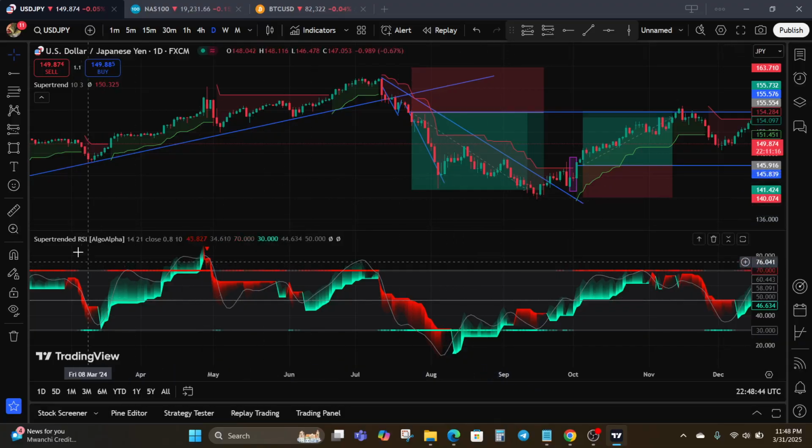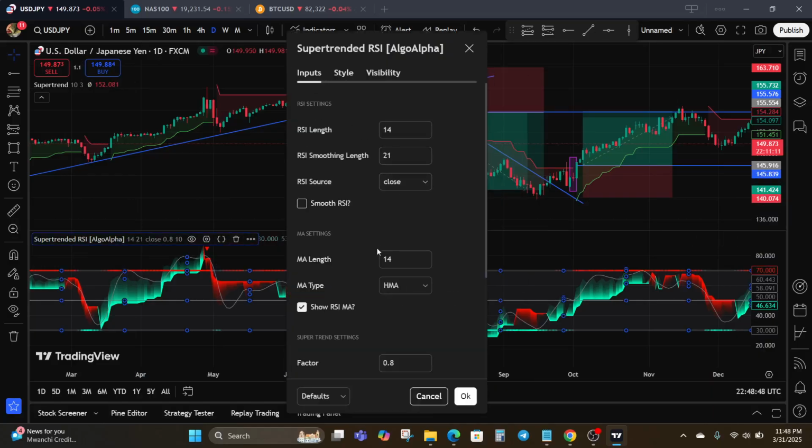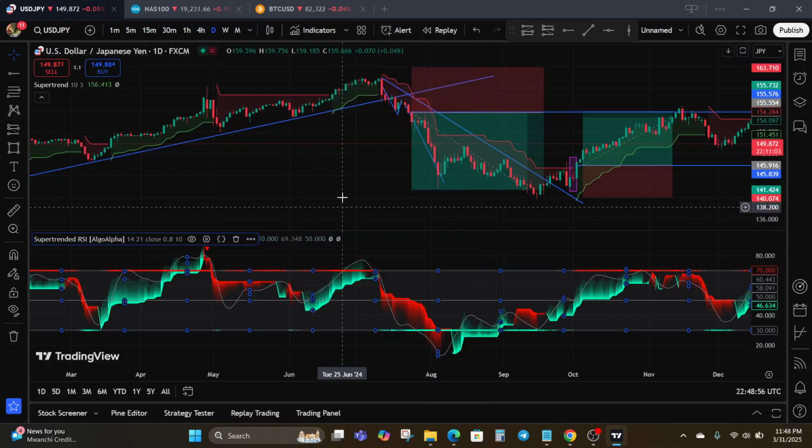Okay. Now, even if you want to modify the settings, you can go to the inputs of this SuperTrended RSI. You can modify the RSI length or RSI smoothing length, and all of that, right? You can modify the settings according to your taste, depending on your trading style. But the default settings actually work fine. But just in case you need unique signals, maybe you want faster signals or you want slower signals, you can go and modify the inputs, modify the parameters according to your taste. Okay, so that solely depends on you.